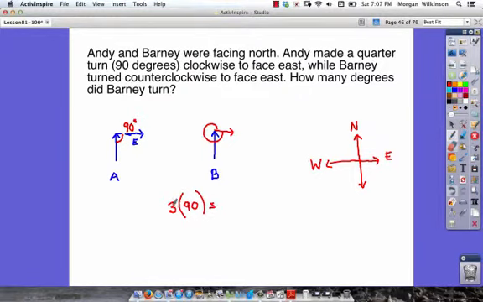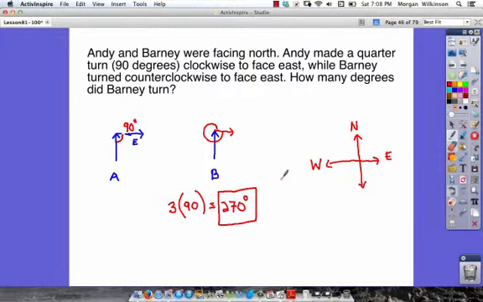Well, we know that 3 times 9 is 27. We've got a 0 because it's 90 and not 9, so it must be 270 degrees. So we've got our answer. Barney turned 270 degrees to face the east.